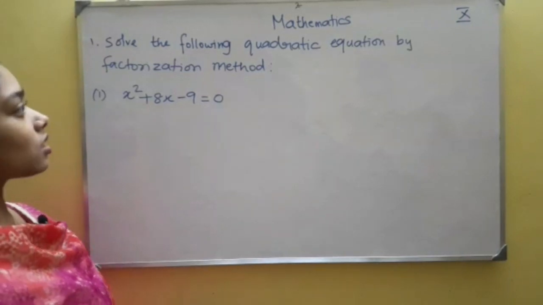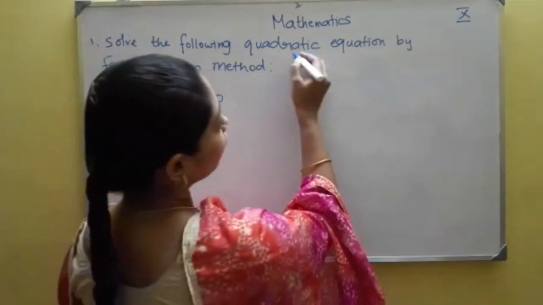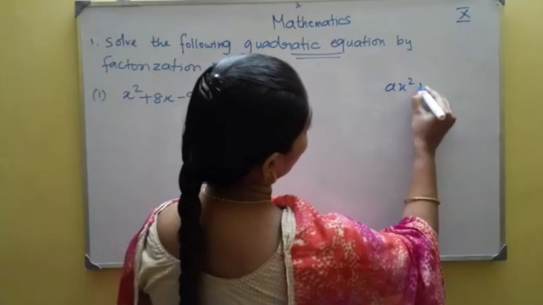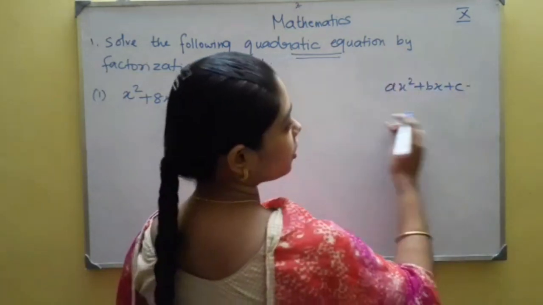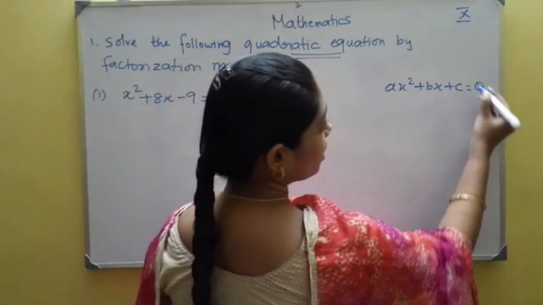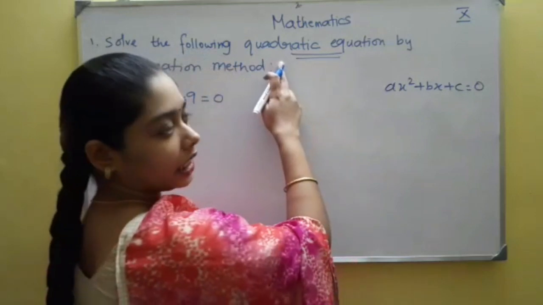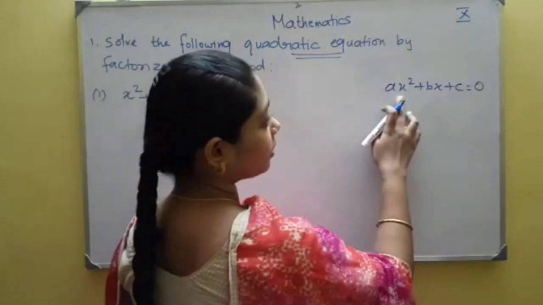Good morning students. Now solve the quadratic equation by factorization method. First I will tell you what is meant by a quadratic equation. It is of the form ax² + bx + c, and this is an algebraic expression which involves an equal to sign, so it is called an equation. We call the equation a quadratic equation when this algebraic expression involves one variable, that is x.